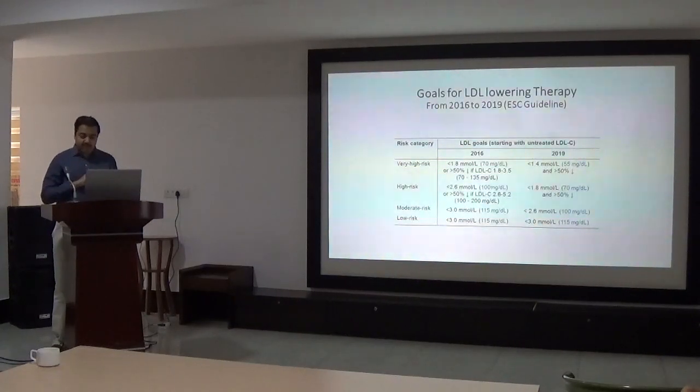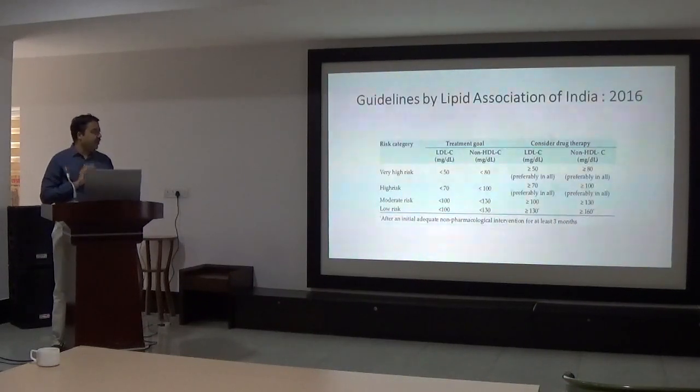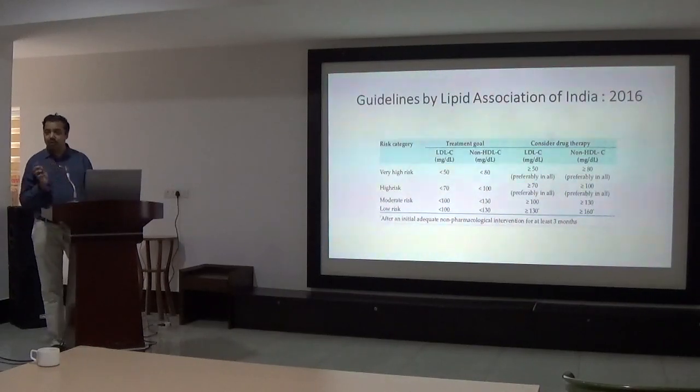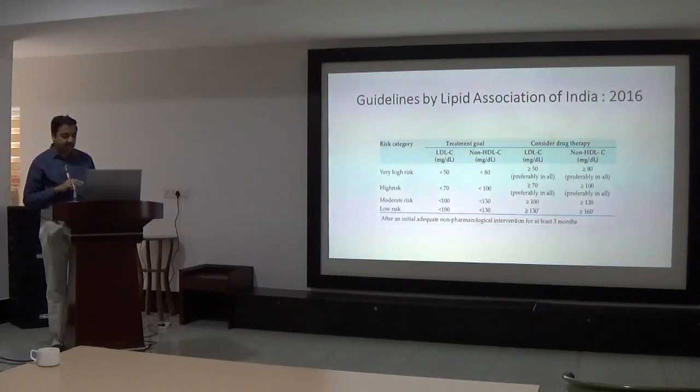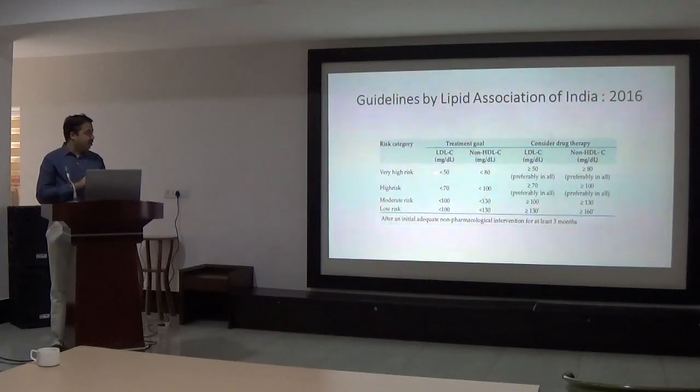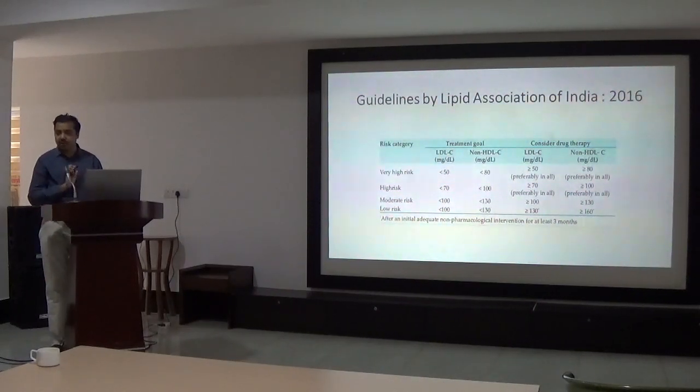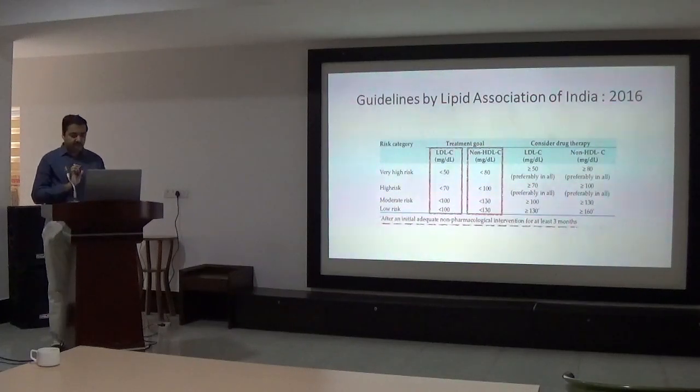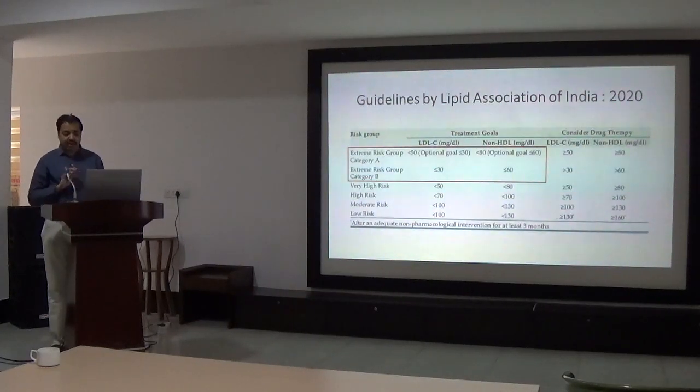So what has changed from previous guidelines? In 2016, the number has reduced. If we compare this with Indian guidelines, which were given in 2016, 3 years earlier than the ESC guideline: the Indian guideline in 2016 said LDL should be less than 50 for the very high risk group, less than 70 for high risk, and for moderate and low risk, less than 100. Updated in 2020, this target remains the same, 50, 70, 100, 100.